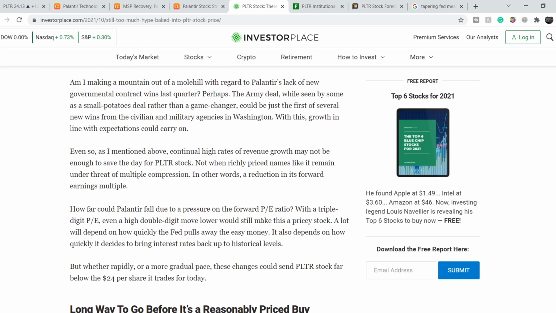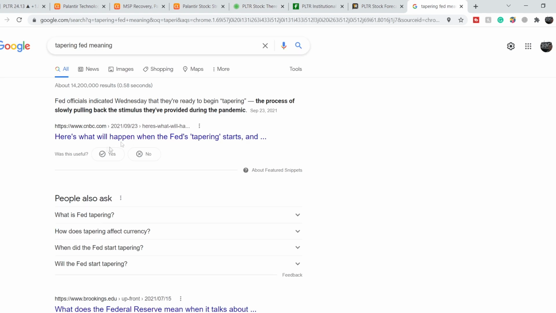And many of you know that I'm not a native speaker, and it was quite difficult for me to understand what tapering is. And let me show you that tapering is the process of slowly pulling back the stimulus the Fed provided during the pandemic. And I have to say that a lot of English-speaking people also don't know what tapering is. Basically, it is the process when the Fed starts to reduce its help to the economy, and definitely this action will hit the high-tech stocks, and it might hit Palantir as well.